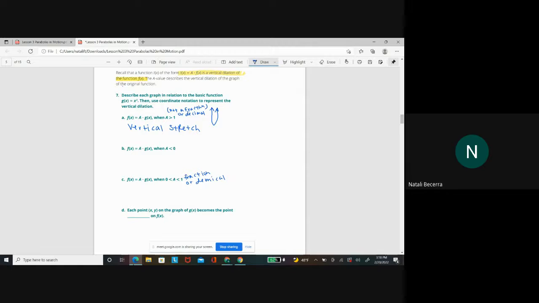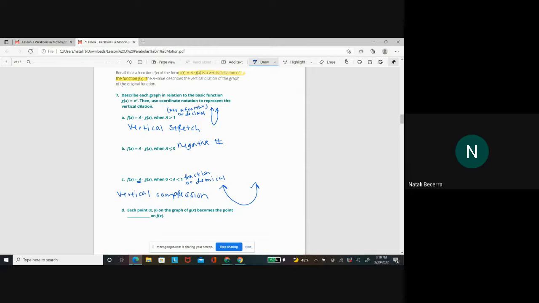So when the number in front of the g of x is any kind of fraction or decimal, this is the vertical compression. And this is whenever it's a wide graph. Okay? When a is less than 0, that means that this is a negative number.